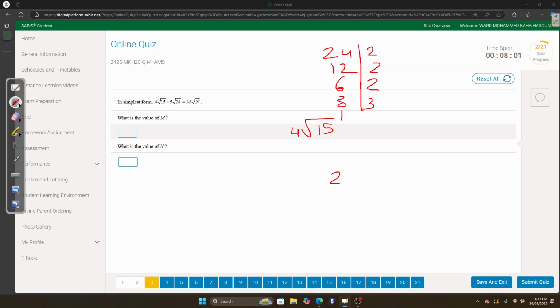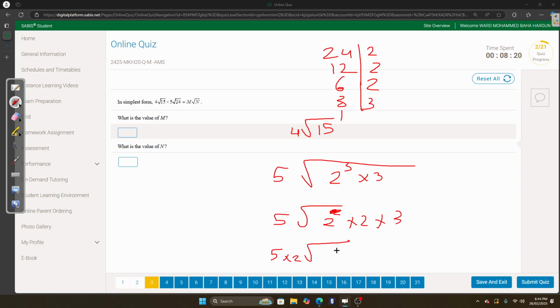So you notice how we have 2 cubed times 3, radical 5. As we said, we can't have cubed, right? So you can have 2 squared times 2 times 3. Now you take this out, when you take it out, you cancel the radical, 5 times 2 radical 6. So it's 10 radical 6. Okay? We found both answers.